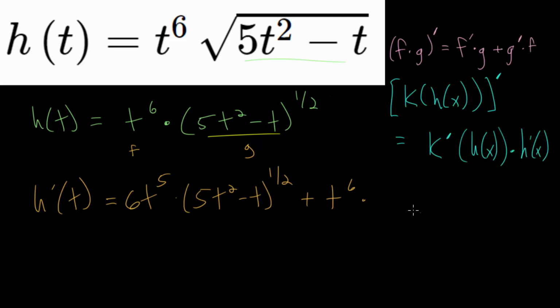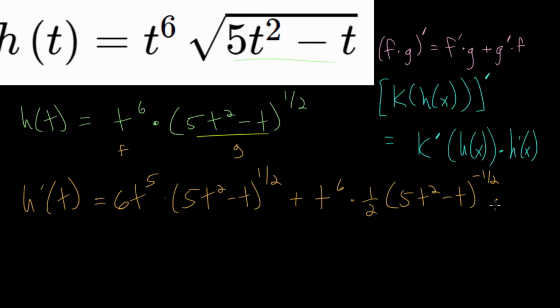Now, here we need to use the chain rule. So the outer function is the square root function, or this function raised to the 1/2 power. So we can use the power rule. We bring down the 1/2, and we keep the inner function as it is, and then we subtract 1 from the exponent, so this is now minus 1/2, and then we multiply by the derivative of the inner function. Let me make just a bit more room.